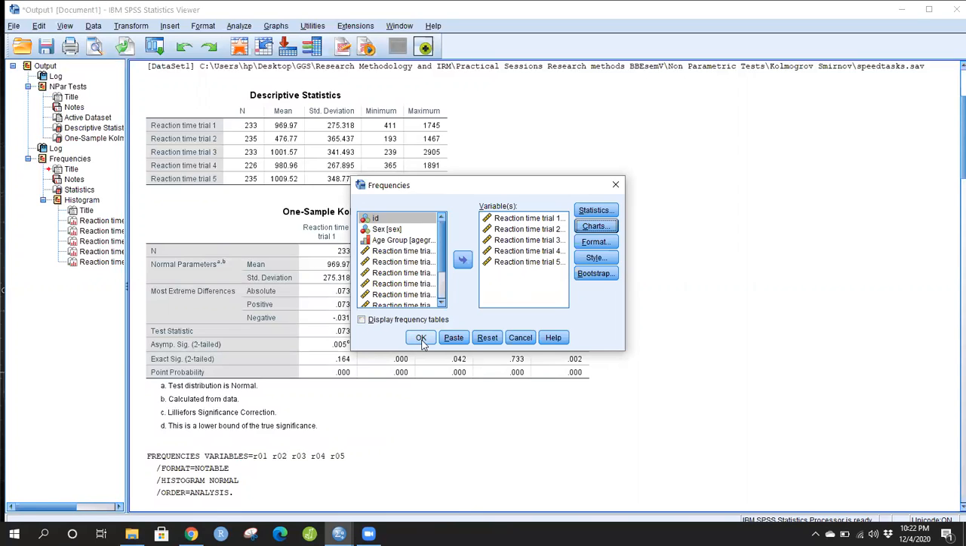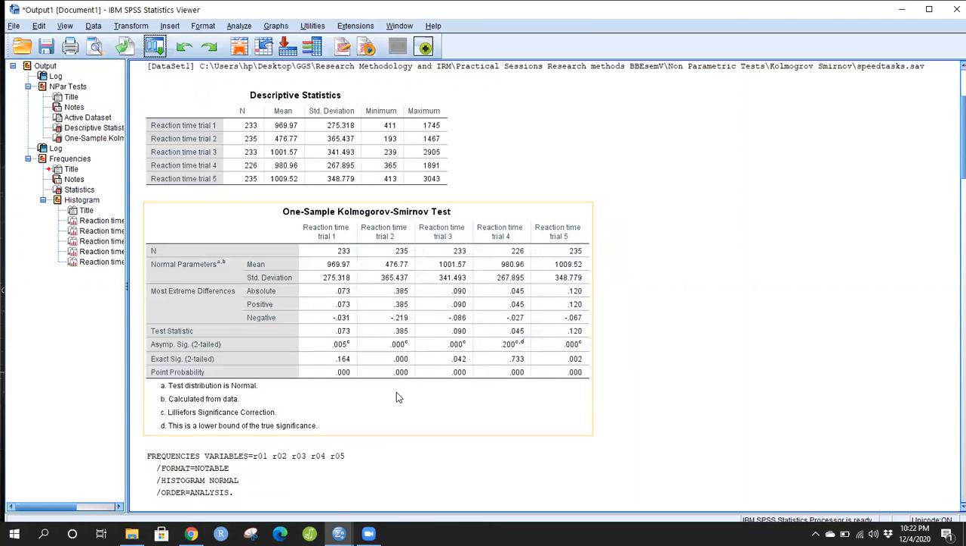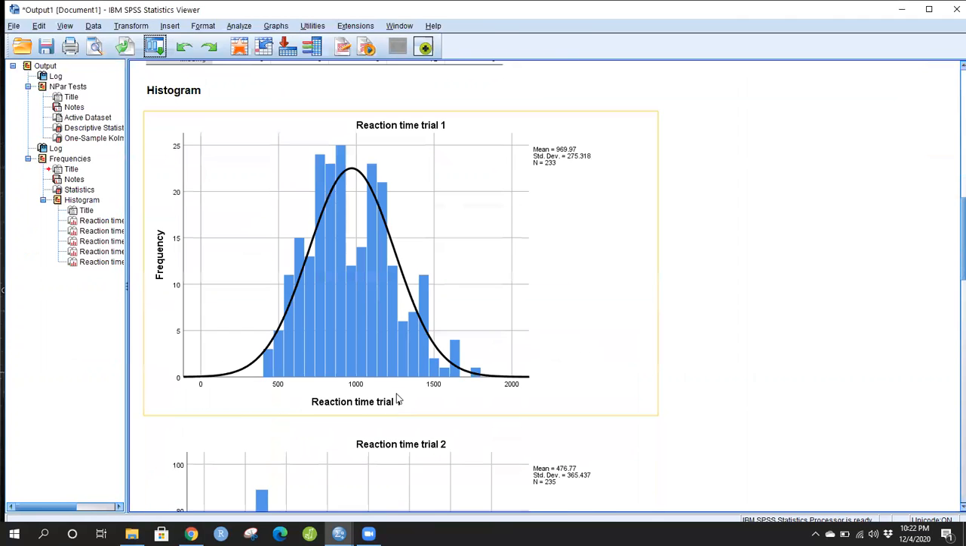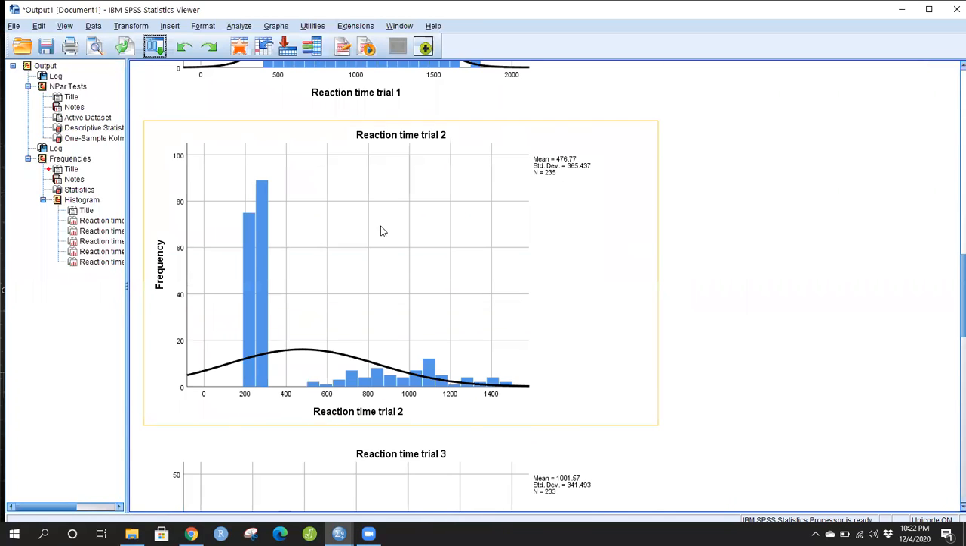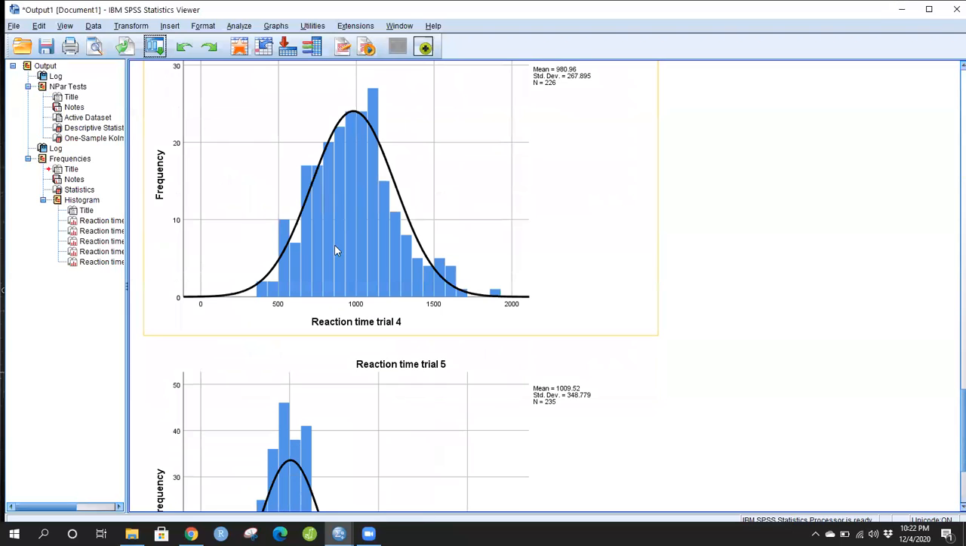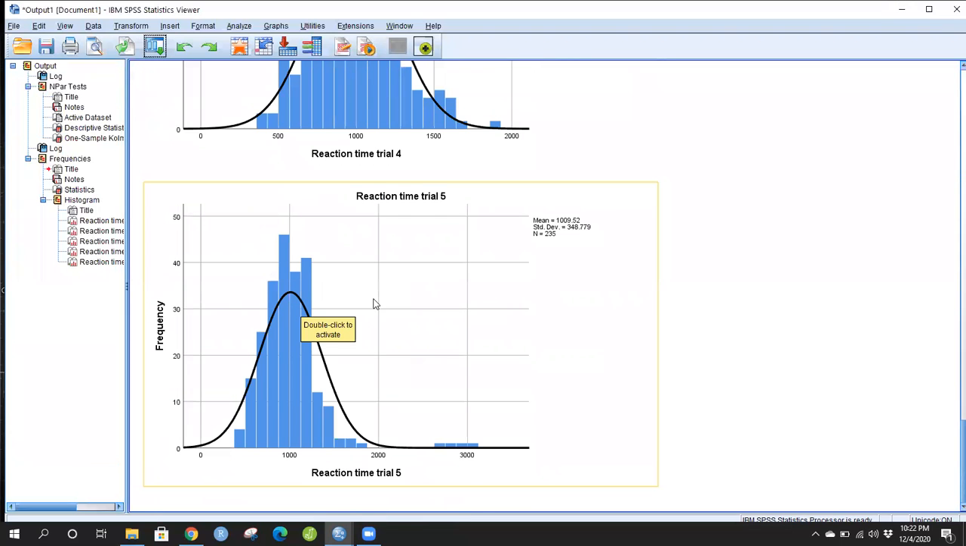I'm just trying to get a feel, on the face of it, how my data looks. Can I say on the face of it that these are the variables which appear somewhat normally distributed? So when you click OK, you will be able to get this output. For each of the variables, there will be such a diagram. So this is for variable 1, variable 2, variable 3, 4, and 5.